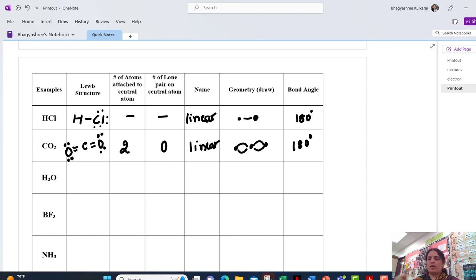I have a carbon here and 2 oxygens attached, and each oxygen forms a double bond with carbon. If you look at the lining of the 3 atoms, it is in a linear form. That's why the structure is linear.